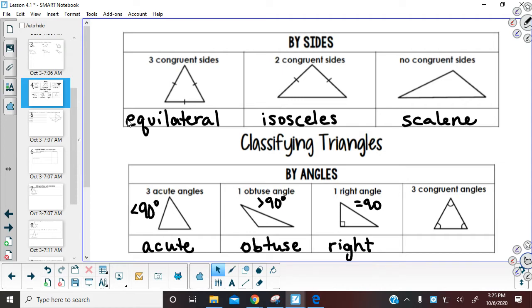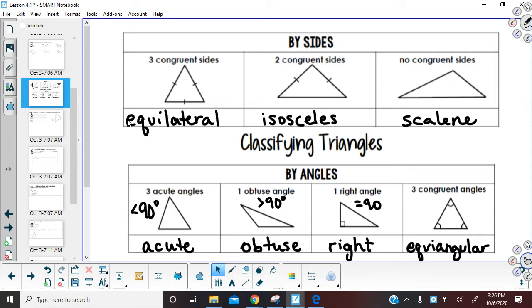You've seen those words, acute, obtuse, and right before. The difference is for the acute one, all three angles have to be acute. For obtuse and right, you only need one angle to be obtuse or one angle to be right. The last one here, where it's three congruent angles, is called equiangular. It has the same prefix, equa, and then angular, meaning that all of the angles are equal. So when it asks you to classify by the sides, those are your three options: equilateral, isosceles, scalene.